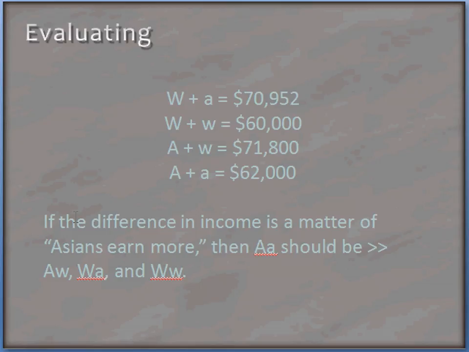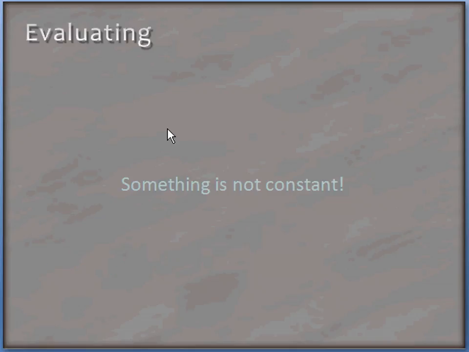If the difference in income is a matter of Asians earning more, then a couple that includes 2 Asians should have the highest earnings. But that's not the case. In fact, interracial couples with 1 white and 1 Asian made more overall than couples including 2 Asians. As we said, something is not constant. There's some difference between the whites and Asians who are in interracial couples and the ones who are in single-race couples. This is an interesting issue, and we'll explore it more in the next module.